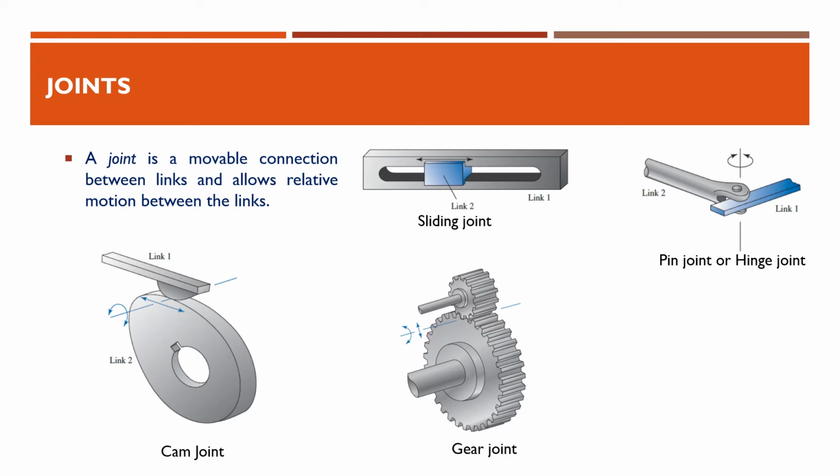A joint is a movable connection between links and allows relative motion between the links. Basically it is a connection, but it also allows relative motion, because without relative motion it is of no use in kinematics. So, a joint connects the links as well as allows relative motion between them, and these are the types of joints: sliding, pin joint, cam joint, gear joint, etc. We will look into more details in the coming slides.